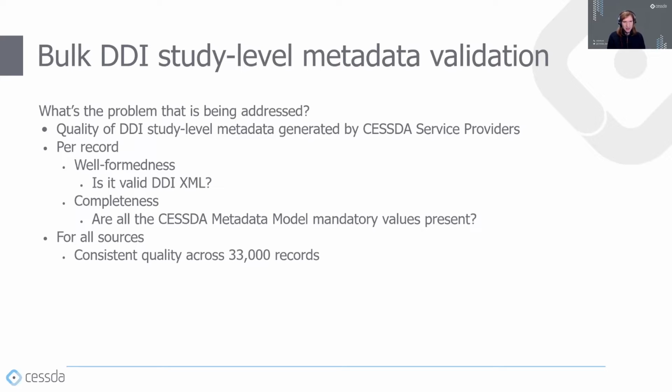Is it well formed? By that, we mean, is it valid DDI? Are there issues that prevent it from being parsed correctly? And the other question that we ask is, is it complete? Are all the values that we expect as part of the CESSDA metadata model present? As in, does it have an abstract? Are the titles in? Does it have authors? And this is for all sources of the data catalog. So we're trying to ensure consistent quality across these 33,000 records.